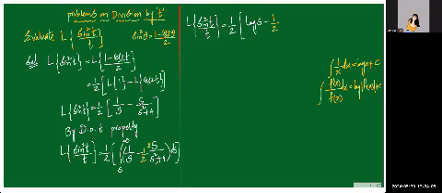Look at, differentiate the denominator. S square plus 4. What is the differentiation of s square plus 4? It is 2s. Yes. And the derivative of a constant is 0.